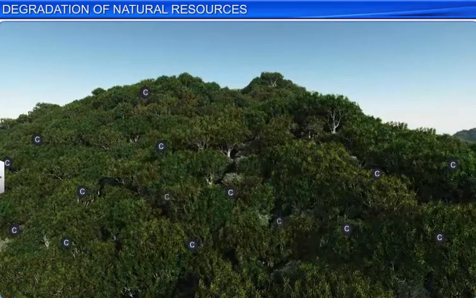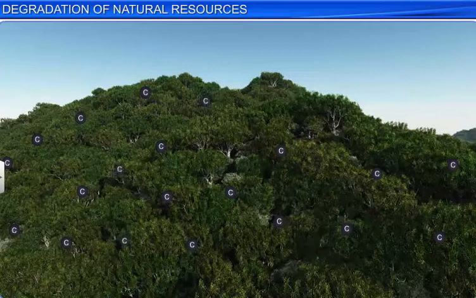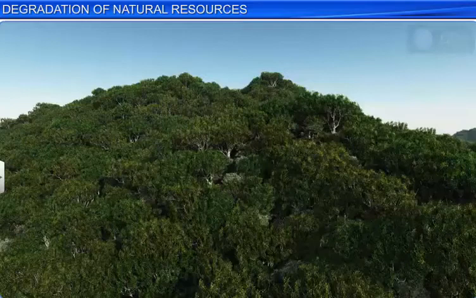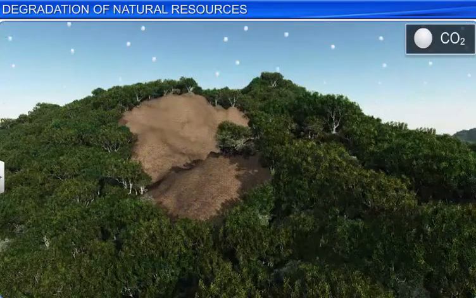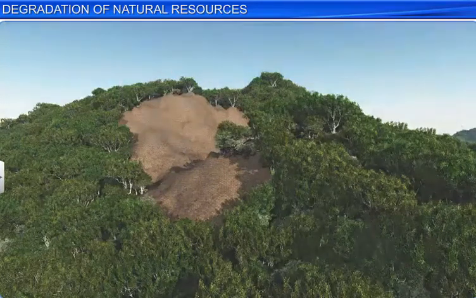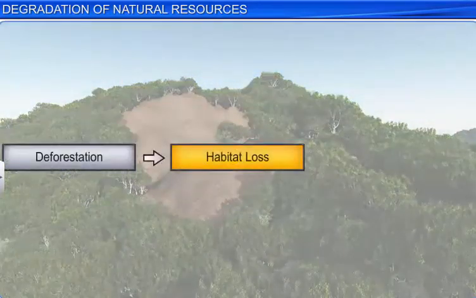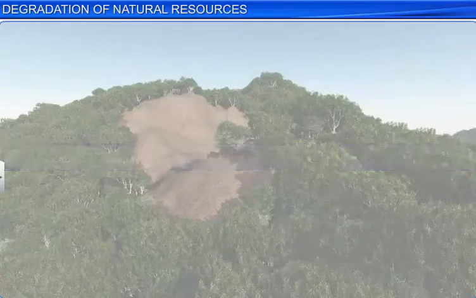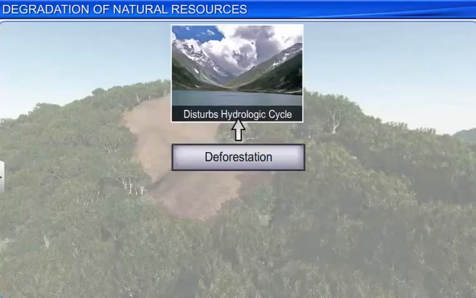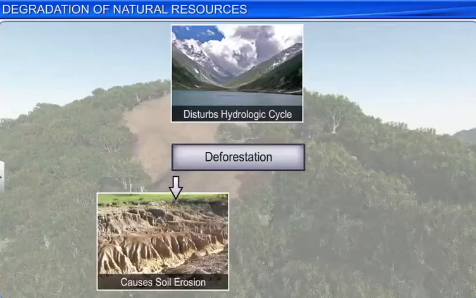Trees play a crucial role in the ecosystem, where they hold a lot of carbon in their biomass. Deforestation means an increase in atmospheric carbon dioxide and habitat loss, which causes loss of biodiversity due to loss of forest cover. In addition, deforestation disturbs the hydrologic cycle, causing soil erosion, and in extreme cases may lead to desertification.